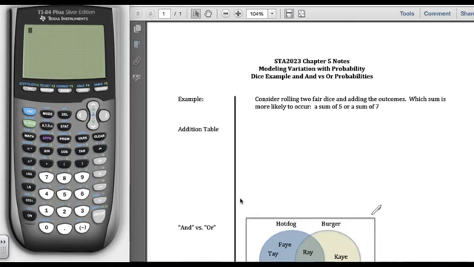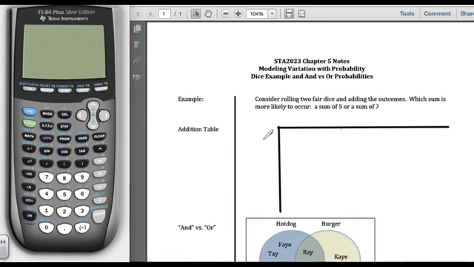Next up, we're going to continue the idea of the sample space and theoretical probability, and we're going to look at the keywords "and" and "or." In our next example, it says, consider rolling 2 fair dice and adding the outcomes. Which sum is more likely to occur, a sum of 5 or a sum of 7? When I'm rolling 2 dice, I'm going to use a tool known as the addition table. There are going to be 36 outcomes that are possible here. I'm going to look at all 36 to help me decide which is more or less likely.